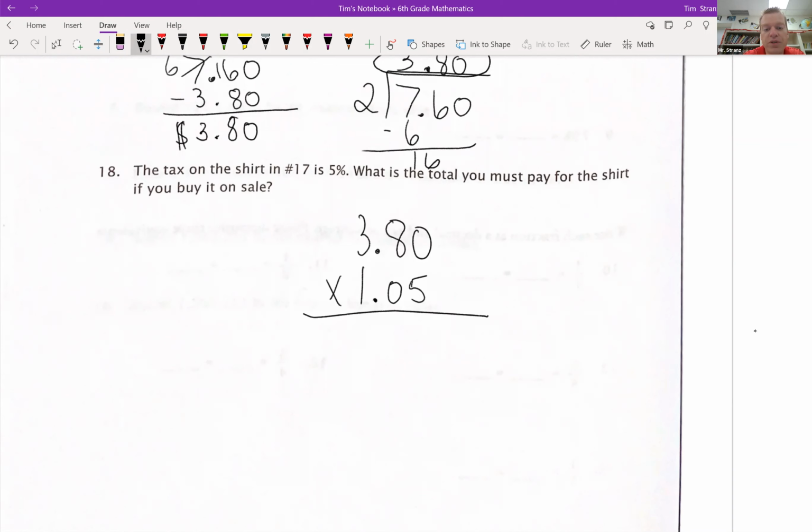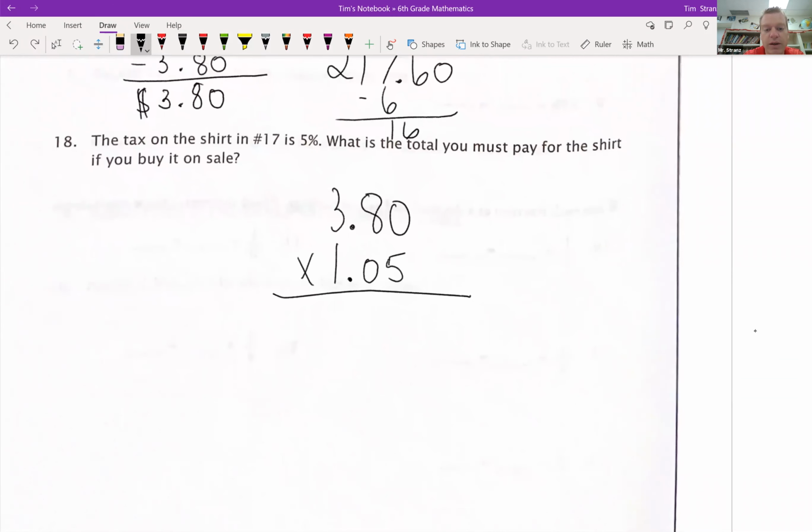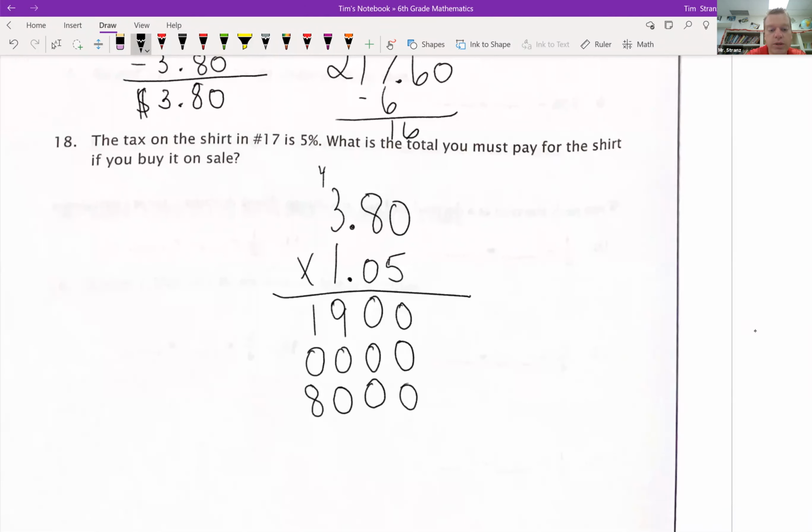Okay, so 5% is our 0.05, but I'm putting a 1 point in front of it. And like I said, that'll give you the final answer so you don't have to go back and do that second step. So let's multiply this out. 5 times 0 is 0. 5 times 8 is 40. 5 times 3 is 15. Plus 4 would be 19. Okay, I'm going to have a placeholder and then a bunch of zeros. 0, 0, 0. 2 placeholders now. I'm going to have 1 times 0 is 0, 1 times 8 is 8, and 1 times 3 is 3.